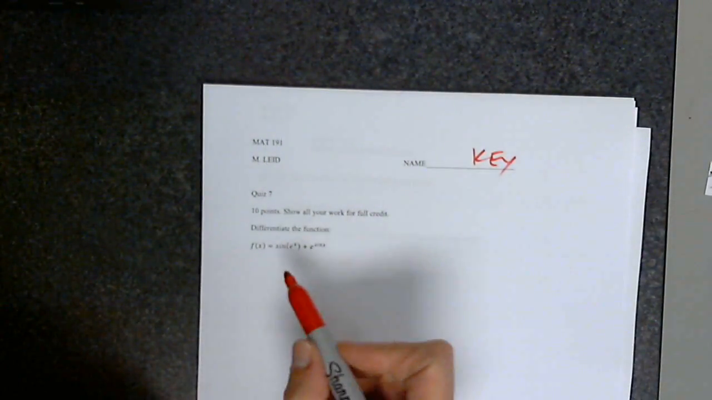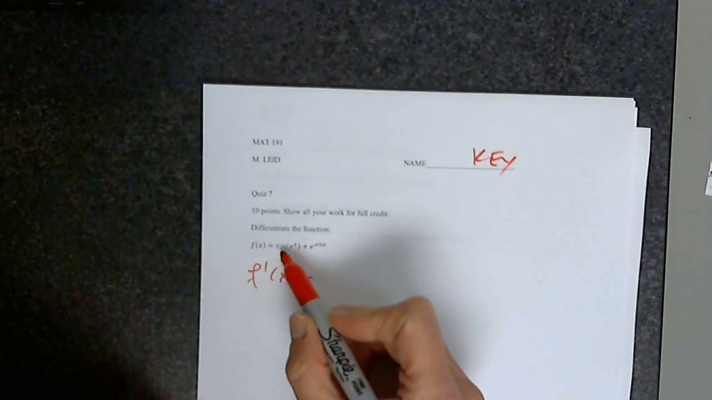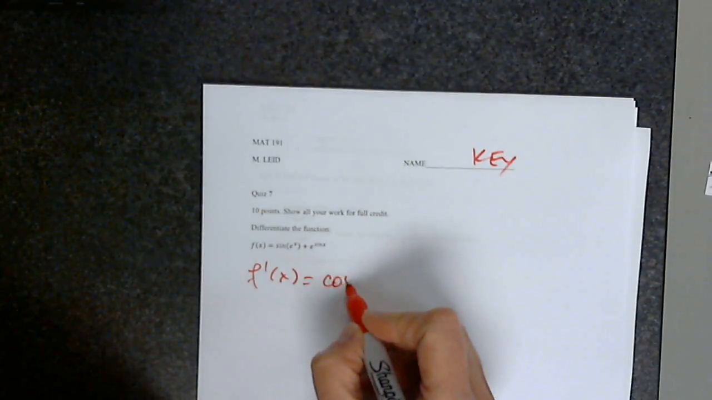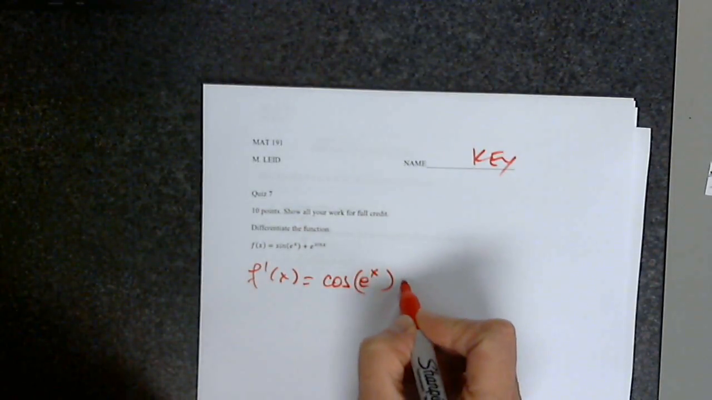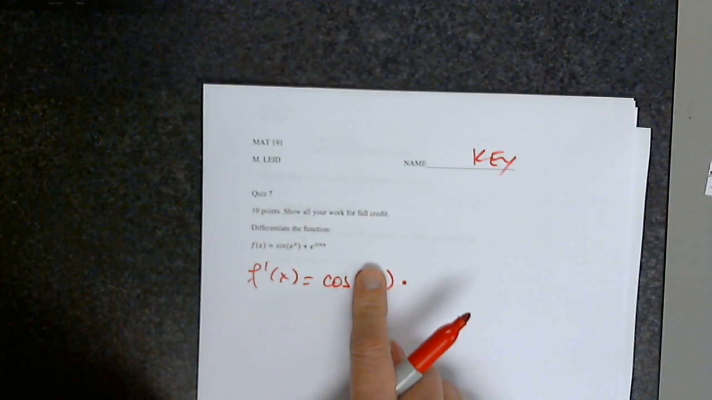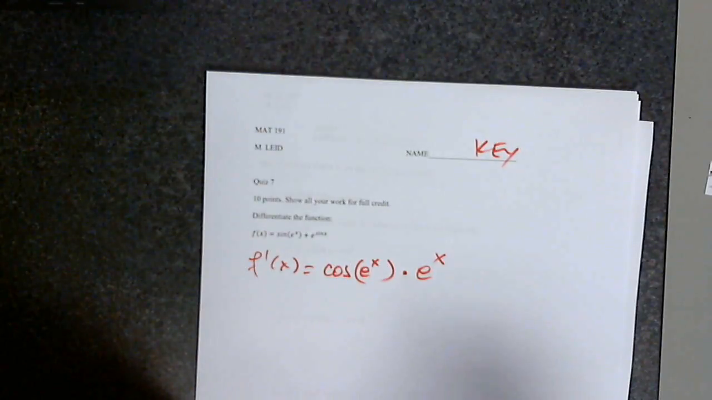Okay, so I'm asked to differentiate this function. This is the outer and this is the inner. When I differentiate the outer, I get cosine e to the x multiplied by the inner function. I would have stopped here if this were x, but this is e to the x, but e to the x prime is e to the x.